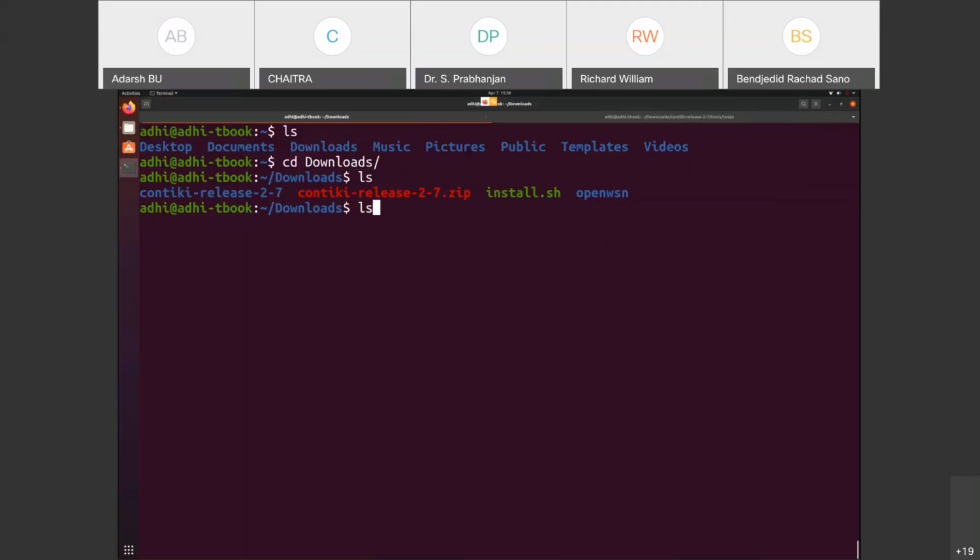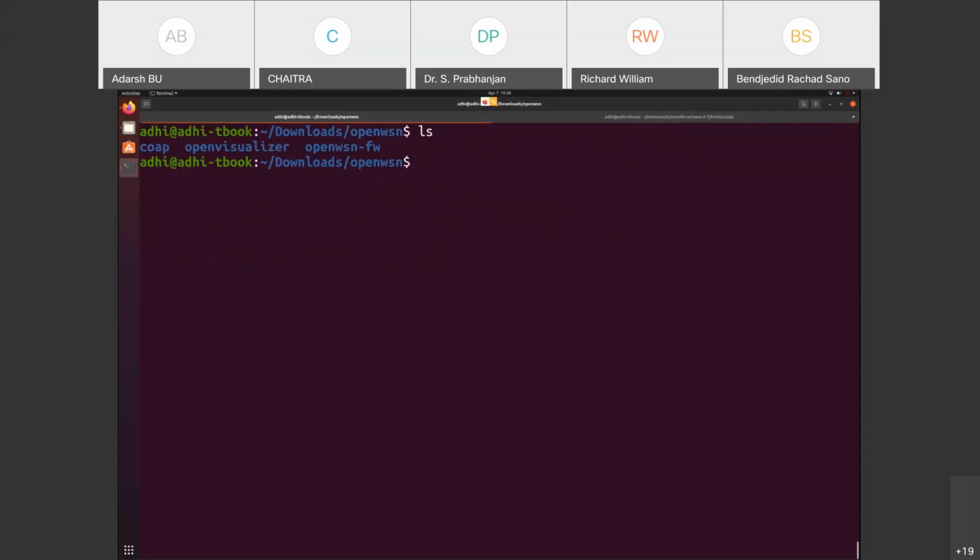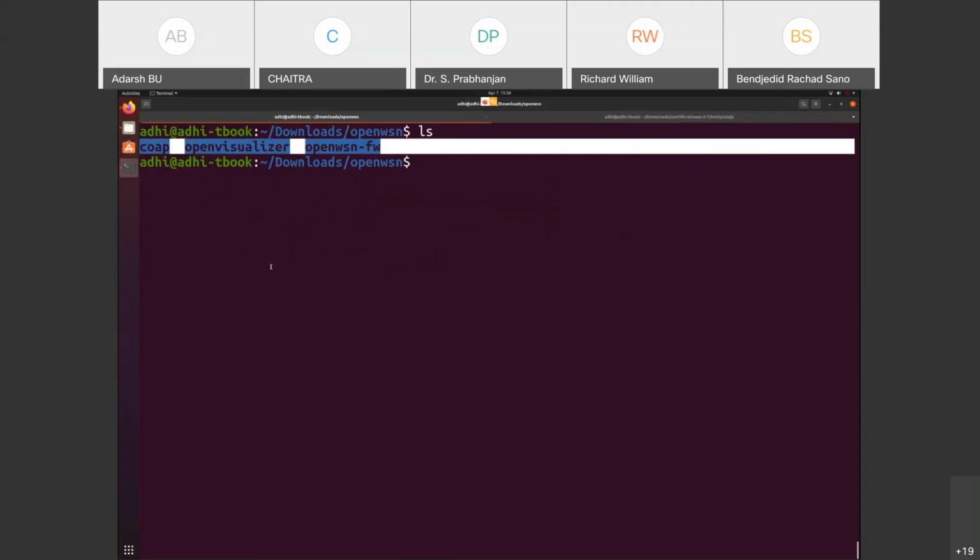Once you are able to get this, just cd, change directory, to OpenWSN and ls. These three folders you must have: coap, openvisualizer, and openwsn-fw (firmware). Make sure that you have these three important folders, which are required for today's session. Those who have not followed the steps, I'm sharing the commands in the chat box that need to be executed.